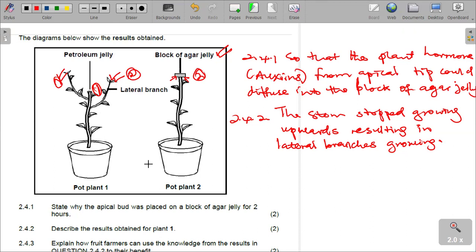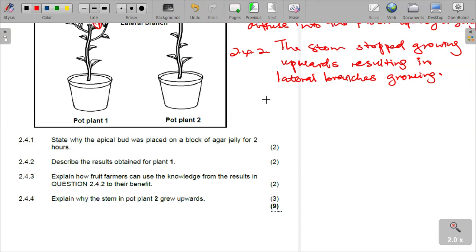2.4.3. Explain how fruit farmers can use the knowledge from this question above to their benefit. The concept shown here is that when the apical tip or the apical dominance was cut, explain how this knowledge would benefit farmers who are into fruit farming.